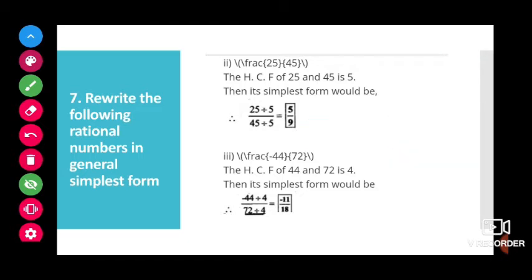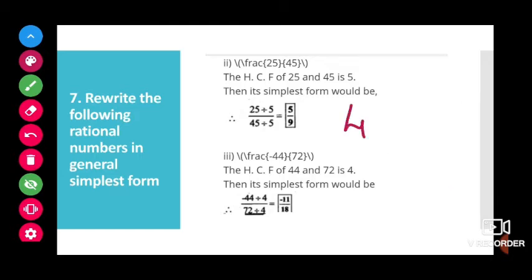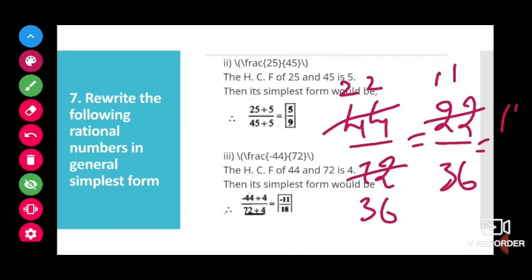Next one is 44 by 72. Both can be divided by 4. Instead of taking big numbers, children, you can take the 2 also, small numbers. First with the 2 table: 2 22s are 44, 2 36s are 72. Again take 2: 2 11s are 22, 2 18s are 36. So we will get 11 by 18, and the minus is carried from the first. So minus 11 by 18.